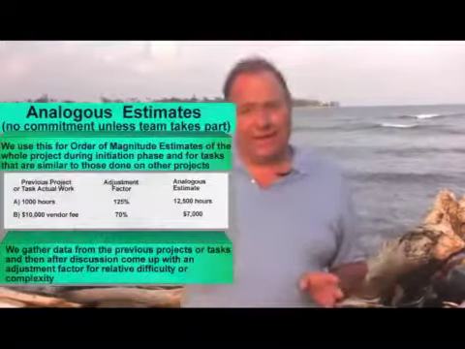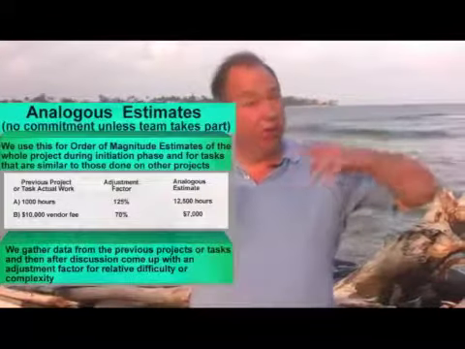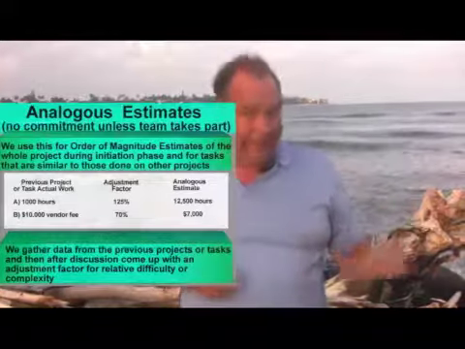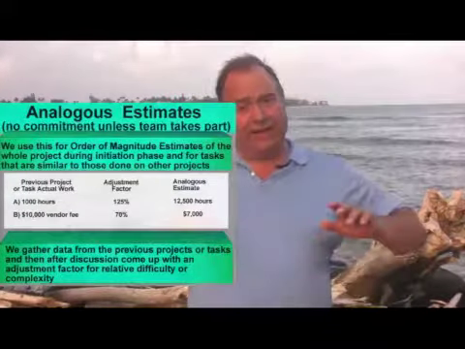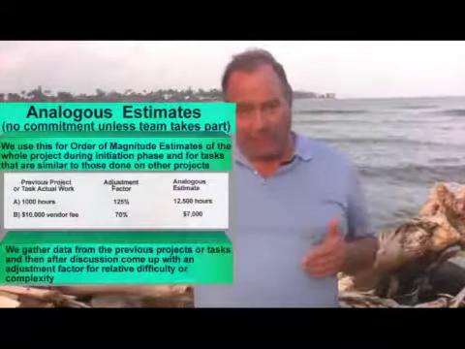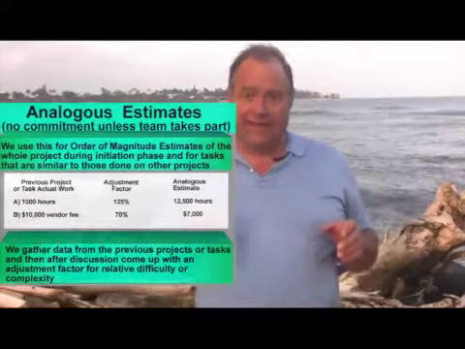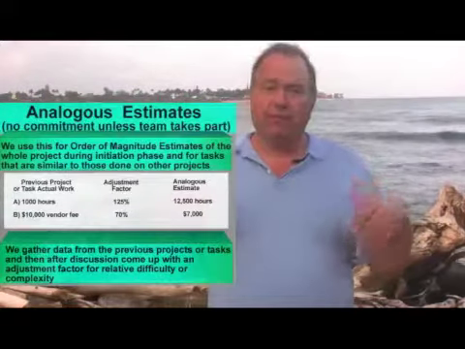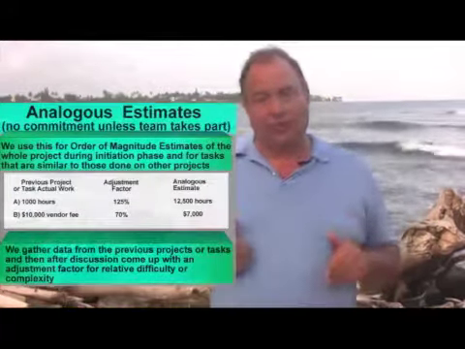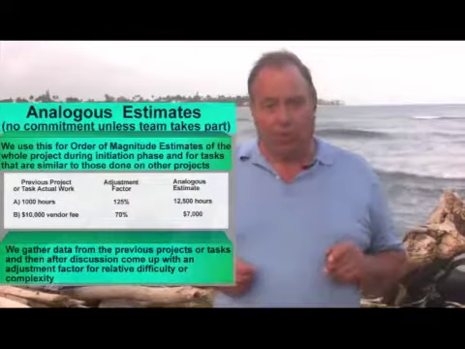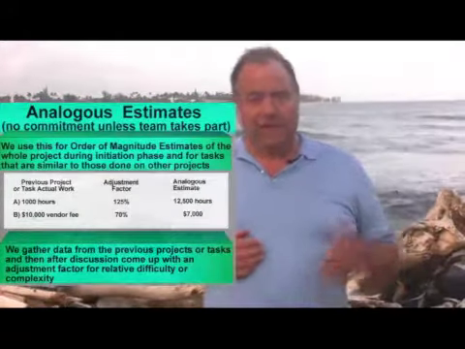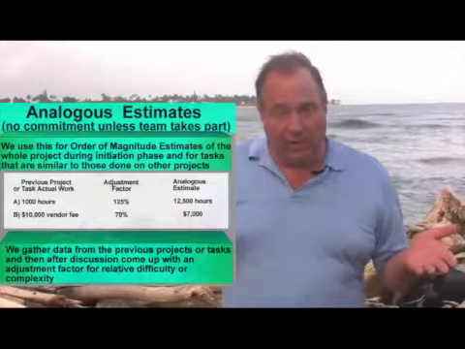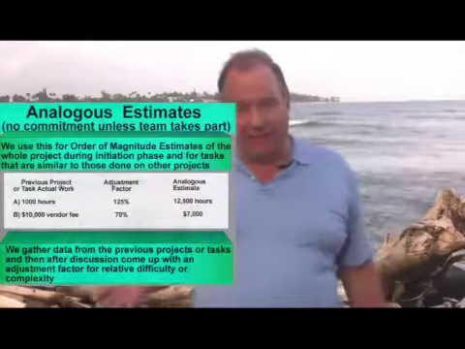And that's where we take data from, again, a previous project. Could be the whole project, or it could be just a phase. It might even be a task in that project. And we are talking to our team about how our task is different from that historical one. And we come up with an adjustment factor. We say our current project is going to be 20% more work than the historical one. And so we take the data from the previous project, increase it by 20%, and that's our analogous estimate.